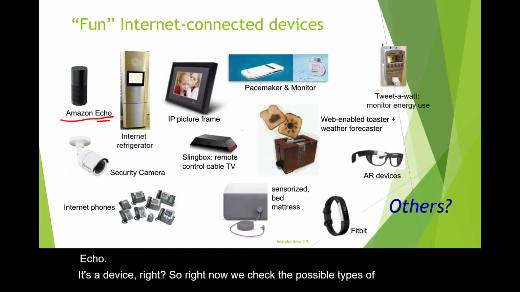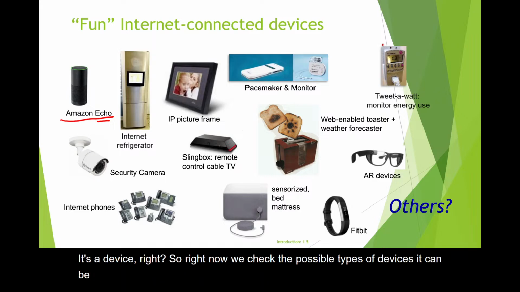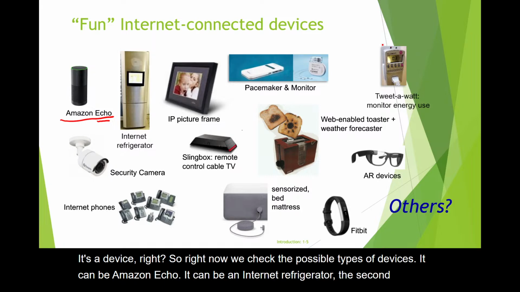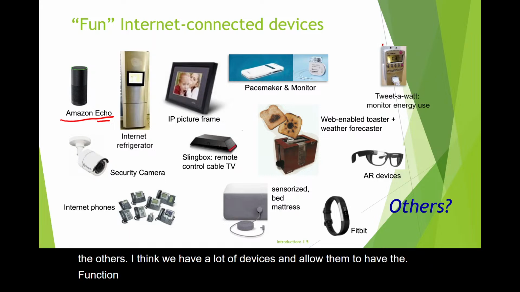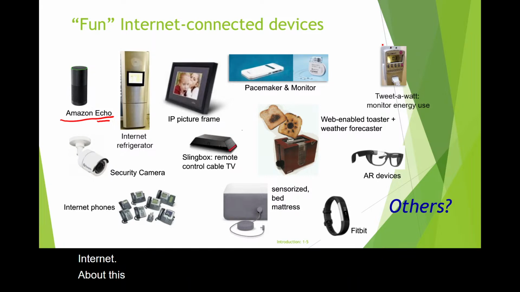So right now, we check the possible types of devices. It can be an Amazon Echo. It can be an internet refrigerator, and the others. I think we have a lot of devices, and they are allowed to have the function of networking, so that all the devices can connect to the internet. Well, about this, if we want to have possible things based on the internet, we can code.